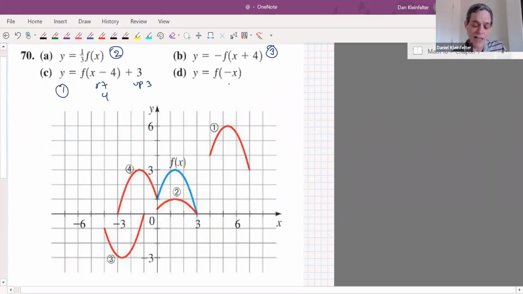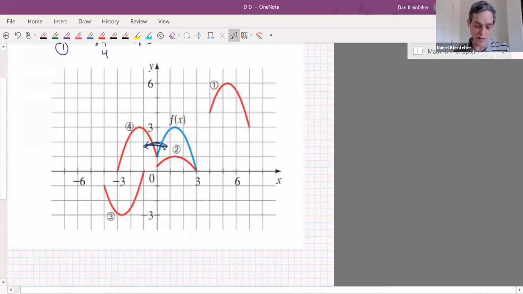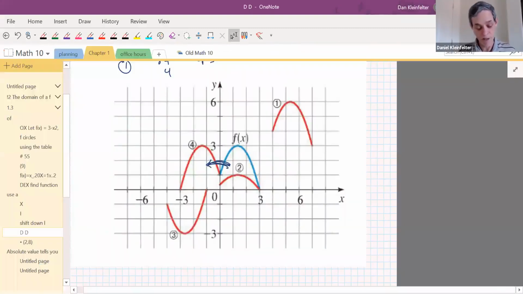For D, we just have f of minus x. That will be this reflection across the x-axis, and so is function number 4. So given a graph, we're able to identify which transformation had been applied. Okay, so we're almost there.